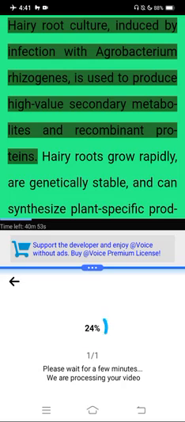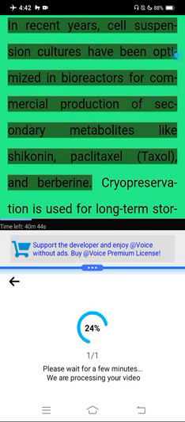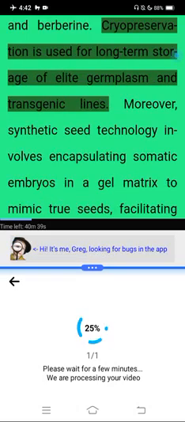Hairy root culture, induced by infection with Agrobacterium rhizogenes, is used to produce high-value secondary metabolites and recombinant proteins. Hairy roots grow rapidly, are genetically stable, and can synthesize plant-specific products at high yields, such as alkaloids and flavonoids. In recent years, cell suspension cultures have been optimized in bioreactors for commercial production of secondary metabolites like shikonin, paclitaxel, taxol, and berberine. Cryopreservation is used for long-term storage of elite germplasm and transgenic lines.